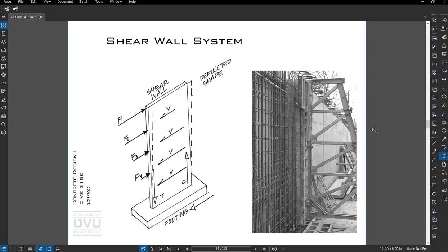Shear walls are extremely efficient, both from a material usage and just general seismic performance. The downside is they tend to block windows and openings and whatnot, so it takes a little more coordination with the architect to make sure things are laid out properly.